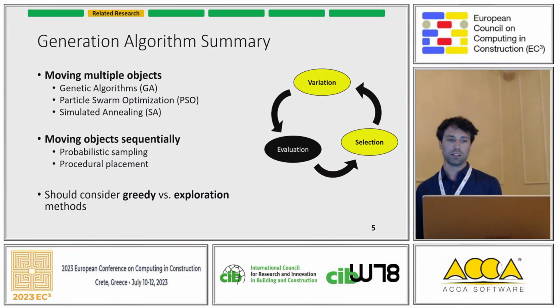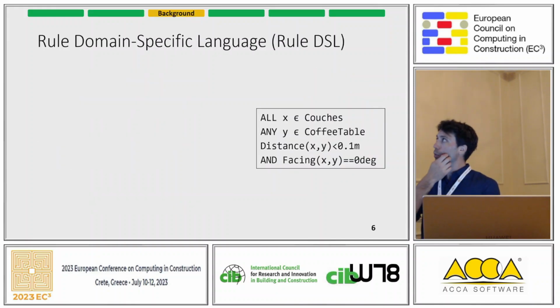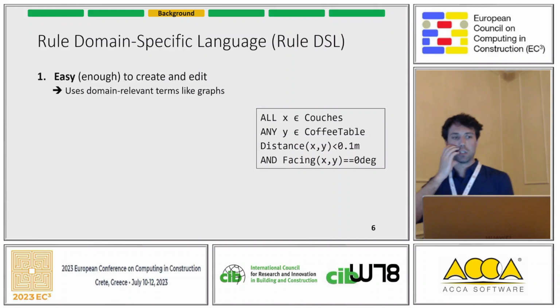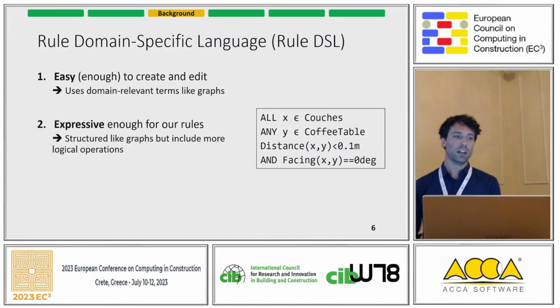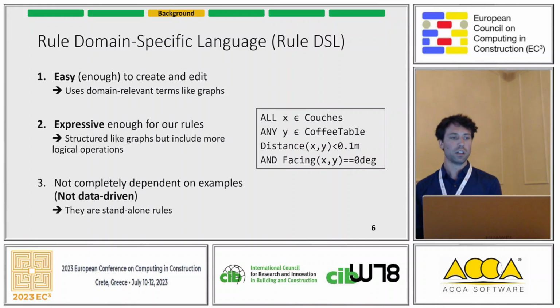So the approach we took is to use a domain-specific language, which I call the rule DSL, which you can see on the right here. Basically, it's a lot easier to use than something like a generic programming language. It uses domain-relevant terms that are a lot easier for interior designers to understand, like distance and facing. It's much more expressive than the graphs, because it has a lot of logical conditioning. And it's not completely data-driven, so you are actually giving it rules, and it has to comply with these rules. We're not just mimicking examples.